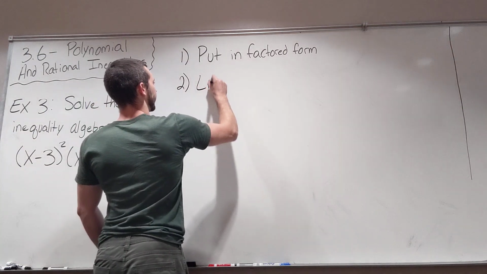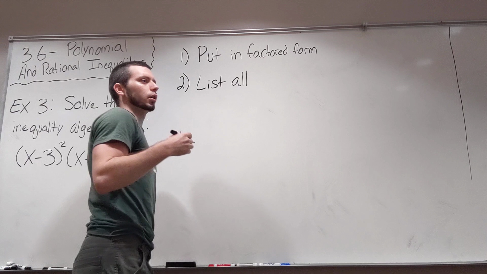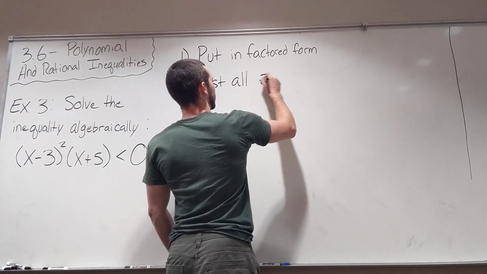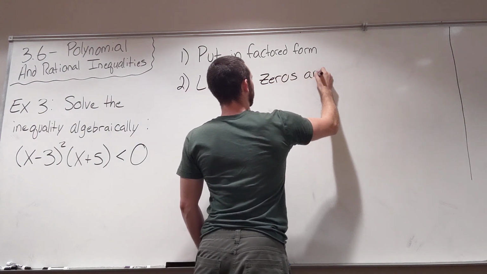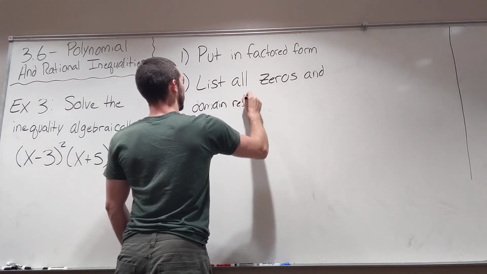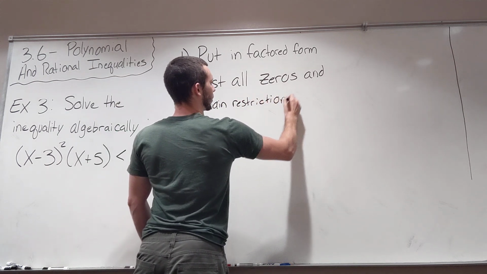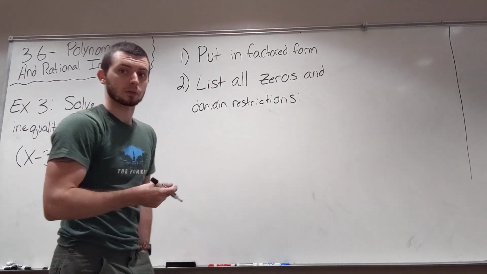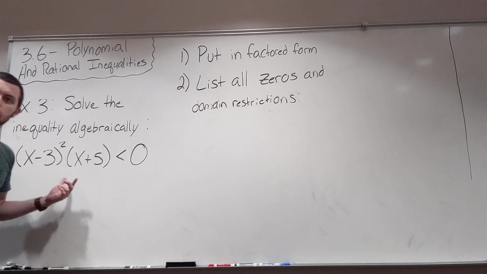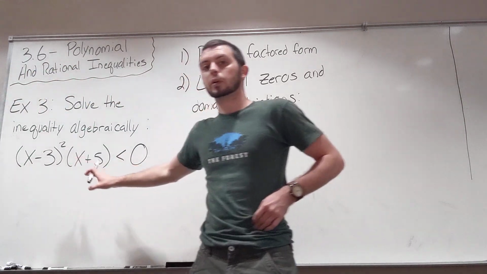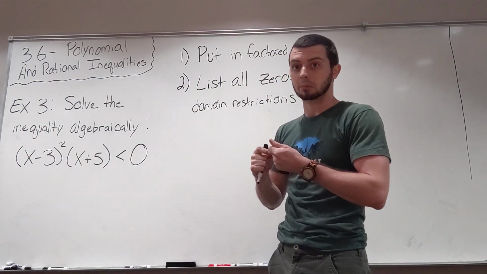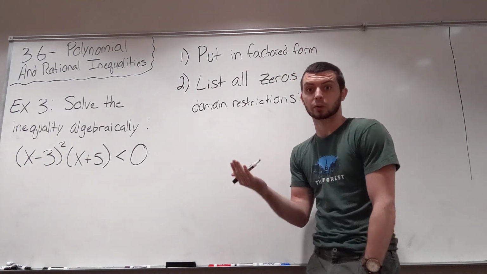It's list all, and so we're going to list all the zeros and the domain restrictions. Again, this is something that we did in the previous section. In this problem, we don't have to worry about any domain restrictions because there's no denominator. So all we're looking at are the zeros, which are the opposite numbers for each factor. That's why factoring is nice.